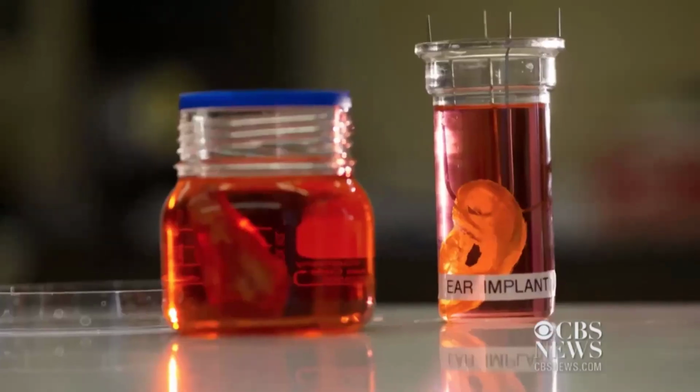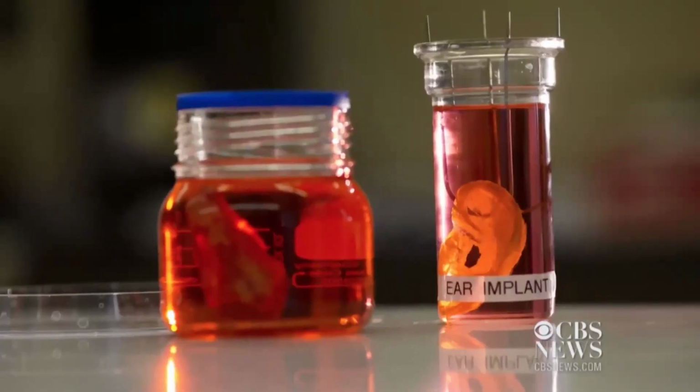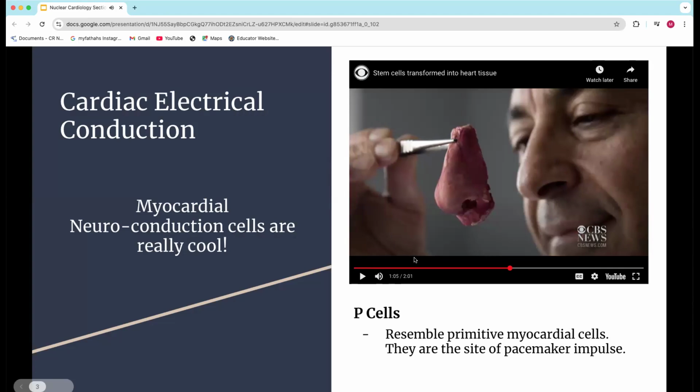See right there again. A similar process has been used to create ears and noses, but anyway, he goes on to a couple other things that we don't need to watch in this whole video, but I just want to show you that. That was pretty cool. The main thing I wanted you to take away is that the myocardium has P cells, and heart tissue is really cool because again, it can make its own pace, and those cells are located throughout the cardiac muscle, throughout all the tissue.